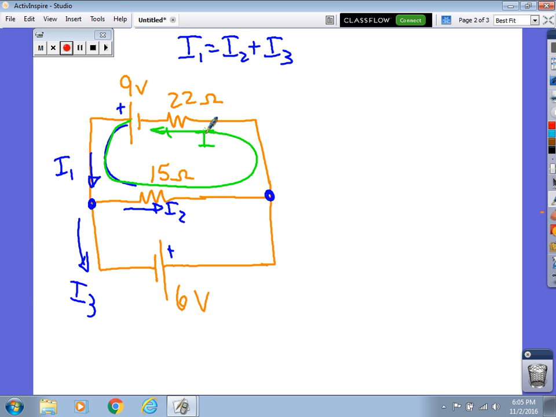Okay? Bingo. So let's now use our loop rule to see what happens. I'm starting on the 9 volt battery. So 9 volts, right? As I follow it around, okay, I come to this resistor. So that equals to I2 times 15 ohms.